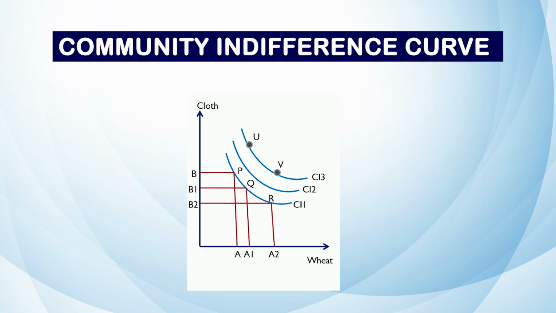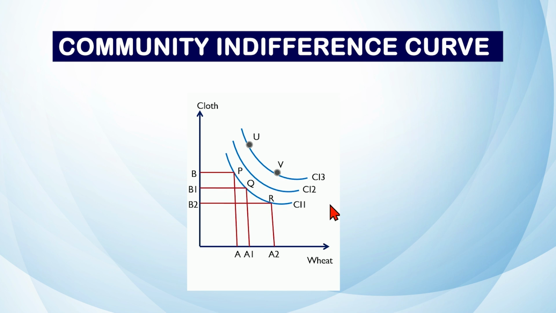Standard properties of indifference curve. And PQR, look at C11. This PQR is giving me various combinations like BA, B1A1, B2A2. But the interesting part is that all these combinations are giving me the same satisfaction. I'm similarly happy with all these points, all these PQR. So I'm connecting these points, getting the community indifference curve.